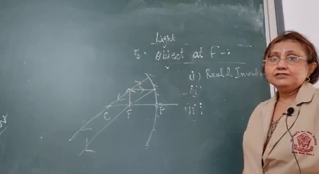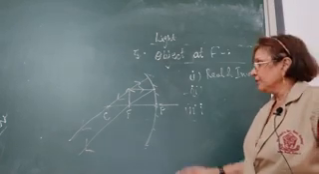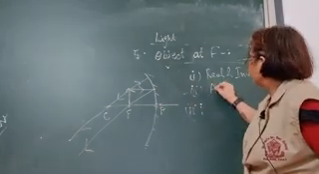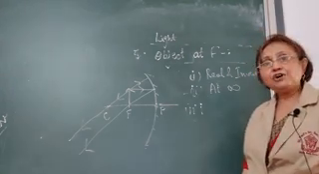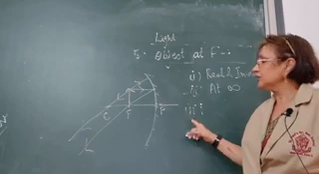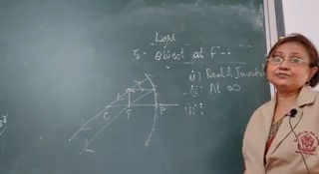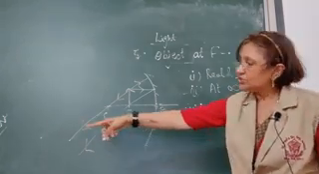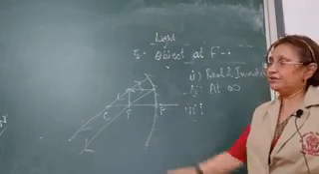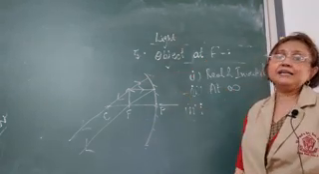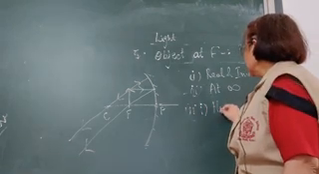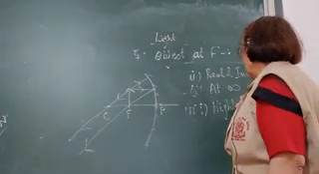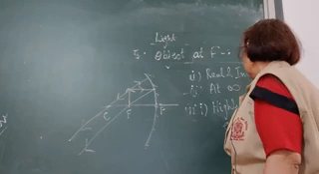Now the second point, the position of the image: it is formed very far away, that is at infinity. Where is the image formed? At infinity. Now the third point is the size of the image. As you can see, they are going to meet very far away and a highly enlarged image will be formed. So the size of the image is highly enlarged.